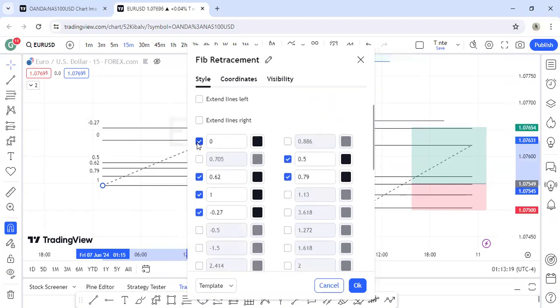You can take a screenshot of this. You put in the 50% level, the 79, the 62, the number 1, and then the minus 0.27. So this is your first profit target.